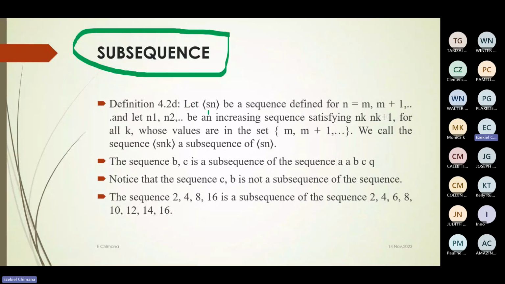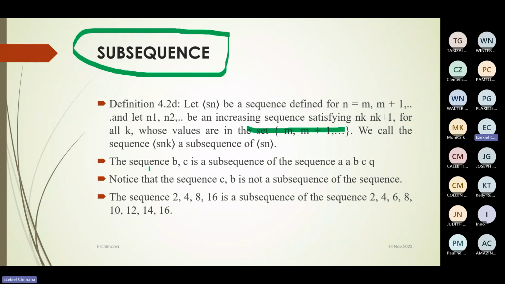So let Sn be a sequence defined for n equal to m, m plus 1, and so on, and let n1, n2, and so on be an increasing sequence satisfying nk less than nk plus 1 for all k whose values are in the set. This one is just some definition.